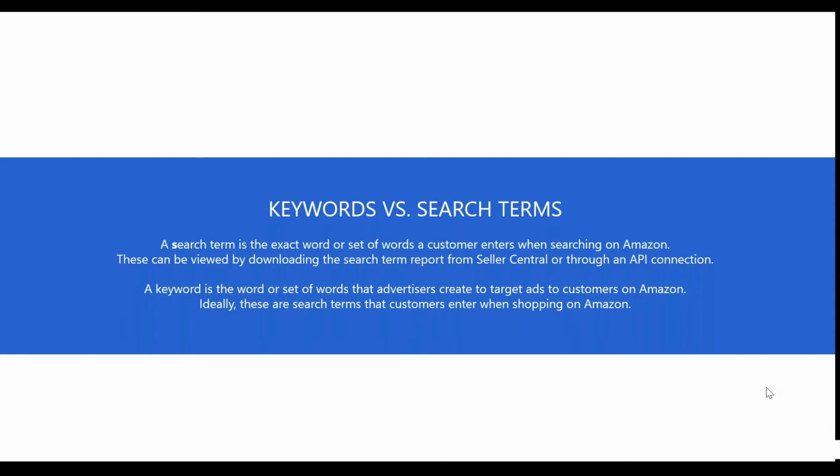All right, so first thing, keywords versus search terms. What's the difference? Well, a search term is the exact word or set of words a customer enters when searching on Amazon. This can be viewed by downloading the search term report from Seller Central or through an API connection. A keyword is a word or set of words that advertisers can create to target ads to customers on Amazon. Ideally, these are search terms that customers enter when shopping on Amazon. So you will have visibility on these search terms through the API to create a very efficient campaign. You should be mining those terms and manually managing it.